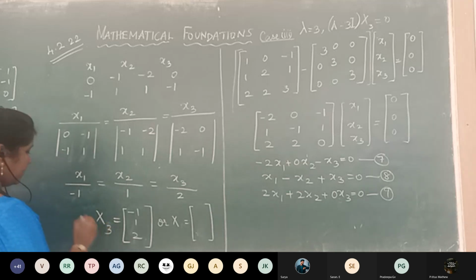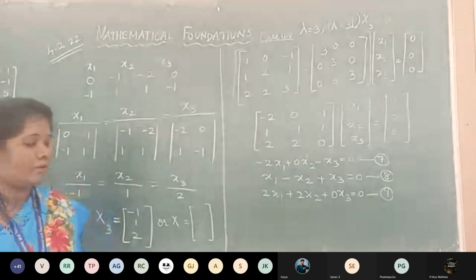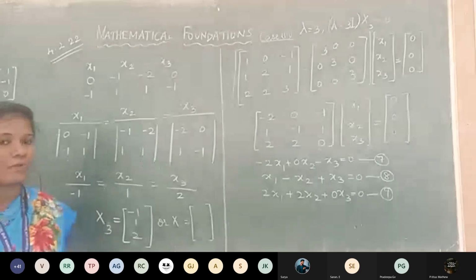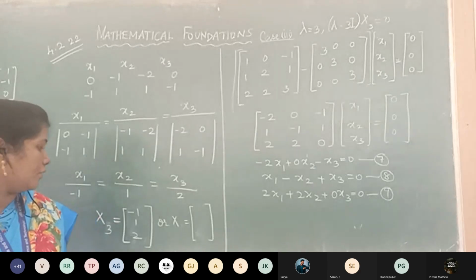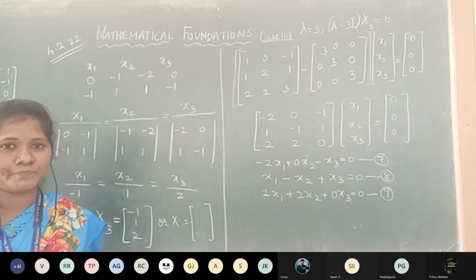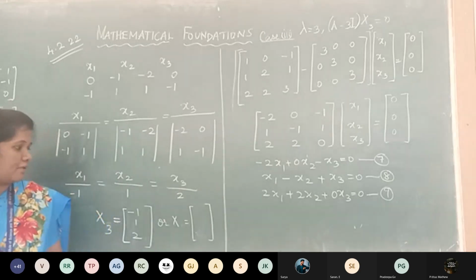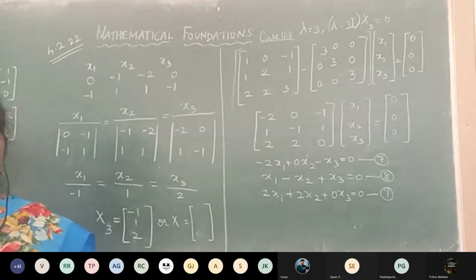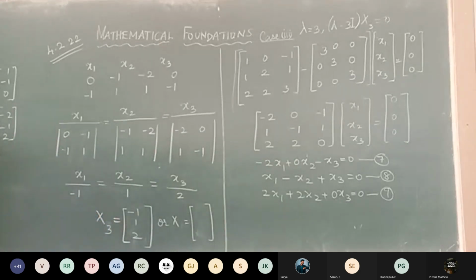So this is your x3. Your eigenvector x3 is minus 1, 1, and 2. Okay, the same value can be 1, minus 1, minus 2. Eigenvector. So you're finding out your eigenvectors.